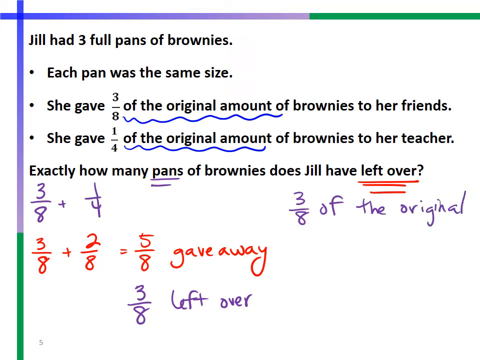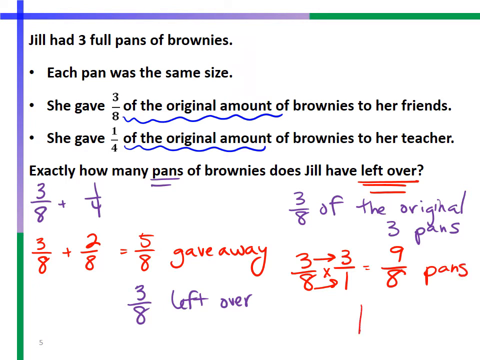So we have 3/8 of 3 pans here. And what I'm going to do is multiply these together. So I'm going to do 3/8 times 3/1, because I made my whole number into an improper fraction. I multiply across to get 9/8 pans. And that's the same as saying 1 1/8 pans left over.